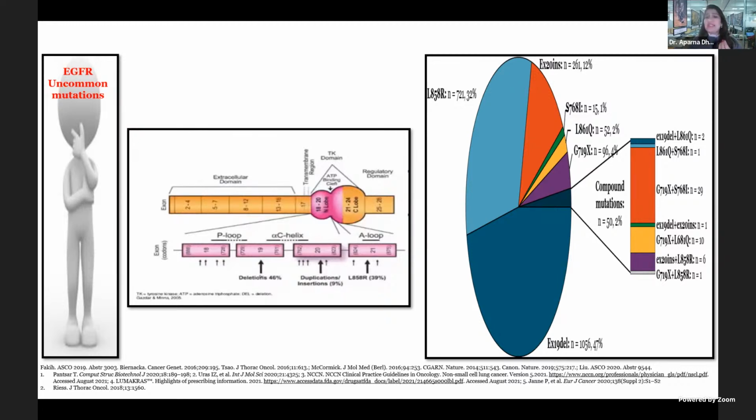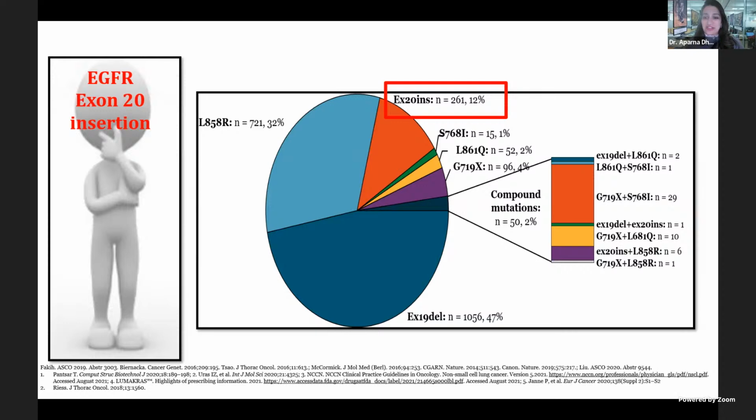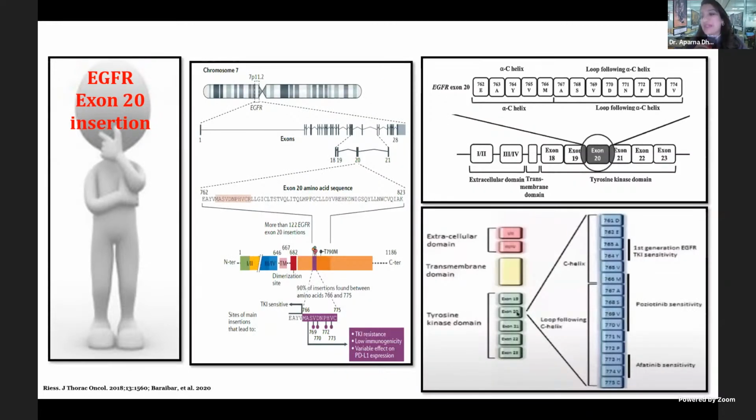So what really makes this exon 20 insertion so unique is that, first of all, it's not uncommon. It constitutes around 12% of your EGFR cases. But what really stands out for me is the fact that exon 20 is obviously in the tyrosine kinase domain. It's in the same place where you've got your 19, 20, 21. But exon 20 codes for this entire region of the C helix and the loop that follows the C helix. So if you see over here, exons that are coding from amino acids 761, 2, 3, 4, and so on and so forth.